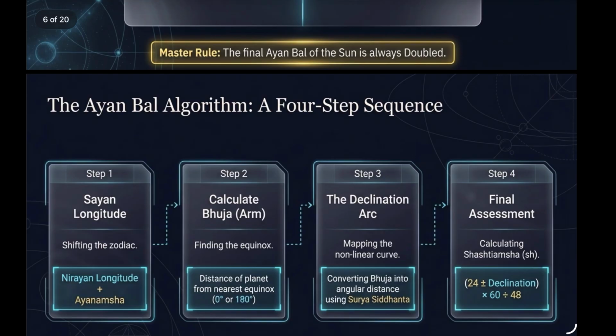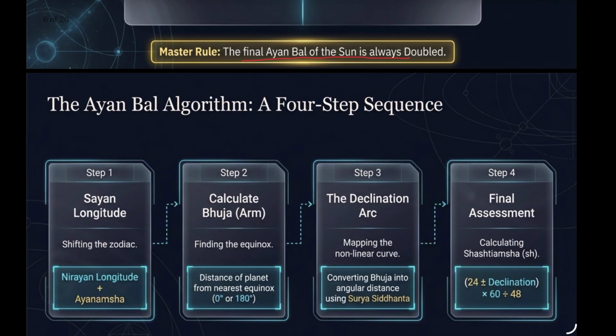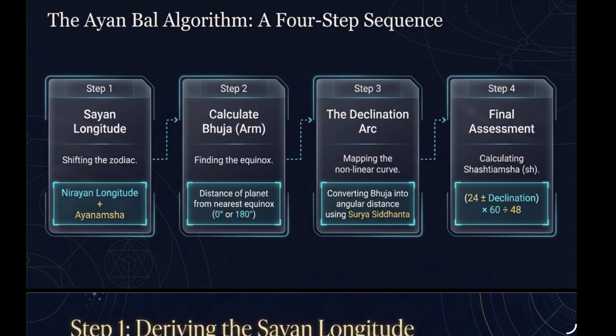And there is a rule that whatever is the Ayana Bala of Sun, it is always doubled. This is the algorithm, or four-step calculation. First, all the planet calculations are in Nirayana longitude, so we have to convert it into the Sayana longitude, and the formula is whatever is the Nirayana longitude, we have to add the Ayanamsha. After that, second, it will give us the Sayana longitude.